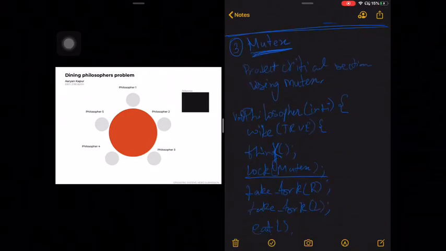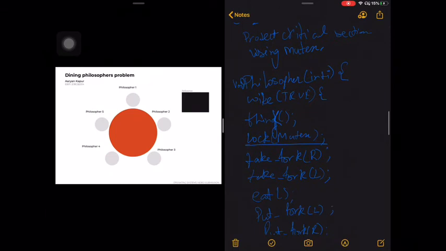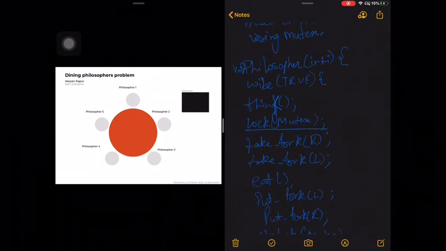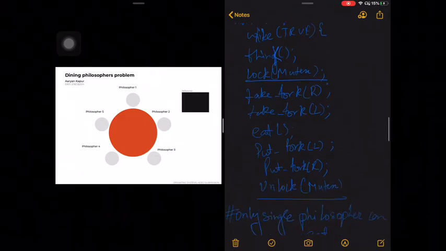Now coming to mutex. We use the mutex to protect the critical section. We use the philosopher function, and while all the conditions are true, the philosopher starts thinking. Then whenever they feel hungry, they lock the mutex. They pick up the right fork, and then they pick up the left fork. They start eating, then they put back the left and put back the right, and then they unlock the mutex.